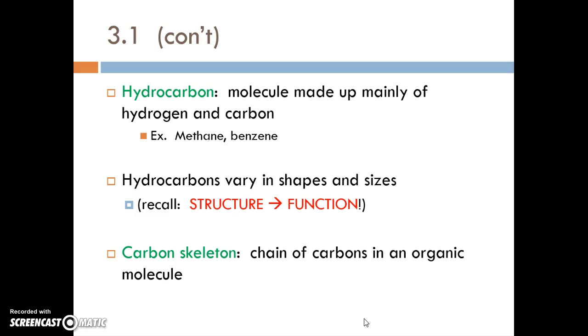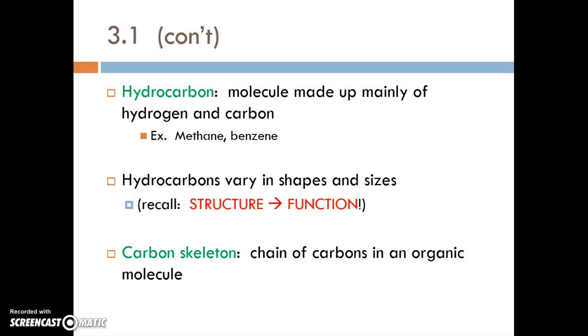A hydrocarbon: if you ever get stuck on a word, break the word down and try to come up with the meaning. So for instance, this is how hydrogen and carbons come together, and we're mainly made up of hydrocarbons, hydrogens and carbons that come together that do the majority of the reactions in our body.